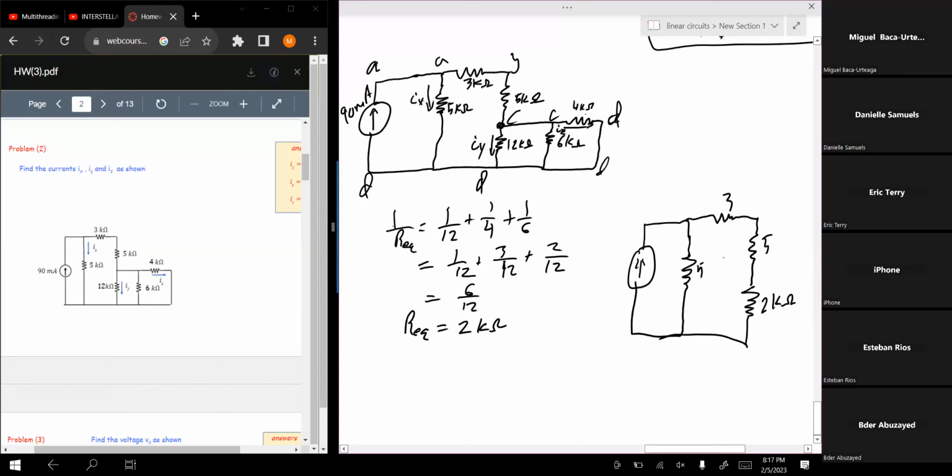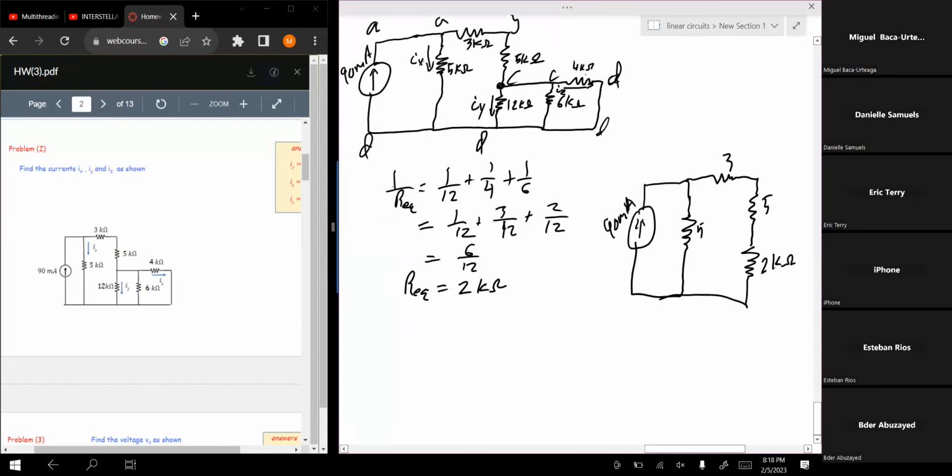If at any point you guys get lost on anything, just let me know, because this is one of those things that definitely builds. Anyway, these resistors here are all in series. So let's combine those.